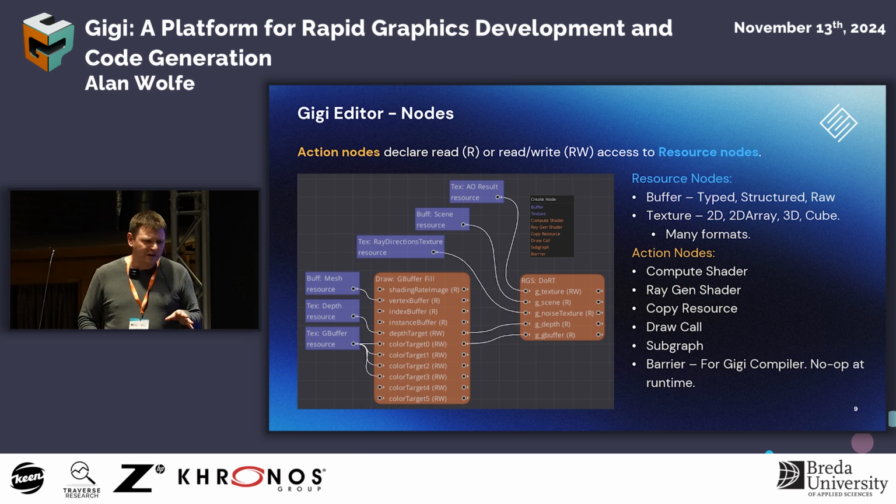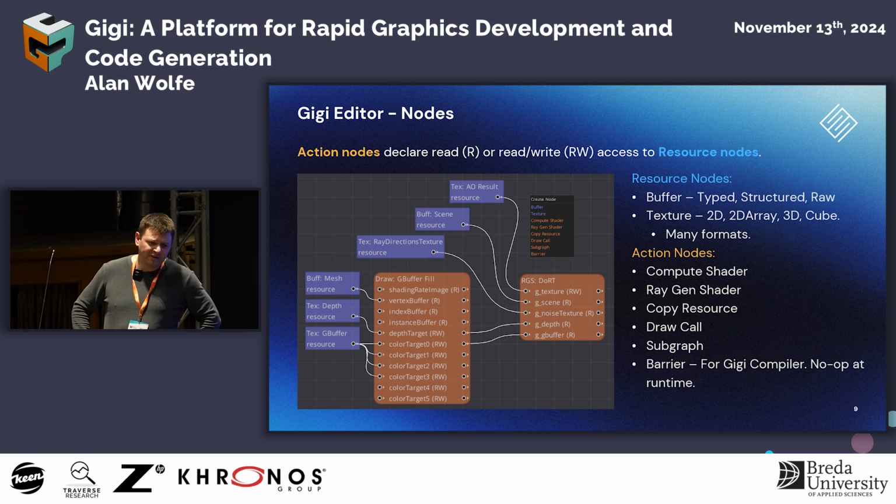So taking a deeper dive into the editor first, the main concept, of course, is nodes. And how it works is we have orange action nodes, and they do read or write access to resource nodes, which are blue. And we don't have a lot of nodes, but it can basically do everything we need it to, just about. So I don't think there's going to be a lot more nodes being added. For the resource nodes, we have buffers, and they can be typed, structured, or raw. And we have textures, and they can be 2D, 2D array, 3D, or cube. And there's all sorts of formats like depth, depth stencil, R8 unorm, sRGB textures, F32, F16, the works.